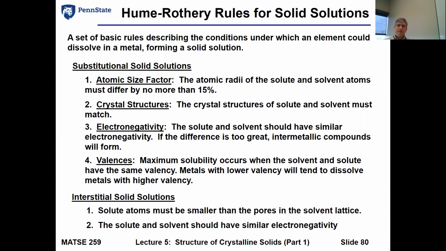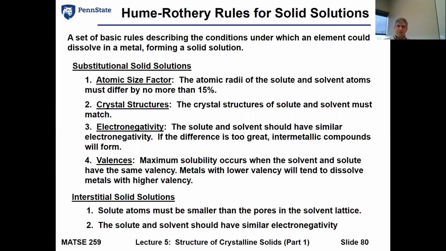And so in substitutional solid solutions, he came up with 4 basic rules. And if you really think about it, they all are pretty obvious when you think about the hard sphere model. Atomic size factor. You want the atomic radii of the solute and solvent atoms to be pretty similar. In this case, we give a number about no more than 15% difference. That gives us a little bit of strain or residual stress within the lattice.